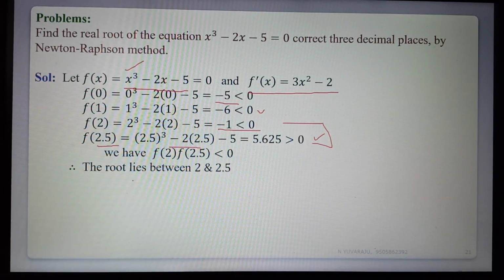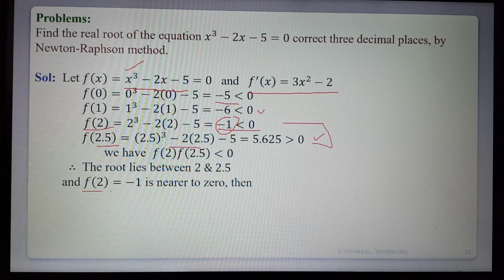So the root lies between 2 and 2.5. Now, choosing the initial approximation: whichever of f of 2 or f of 2.5 is nearer to 0. F of 2 is equal to minus 1, and minus 1 is near to 0. Therefore x naught is equal to 2.